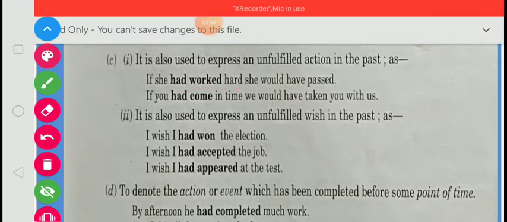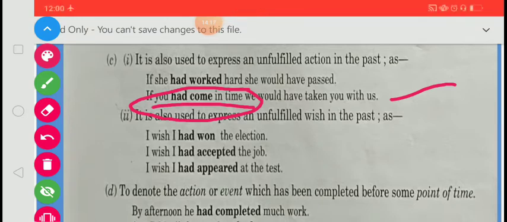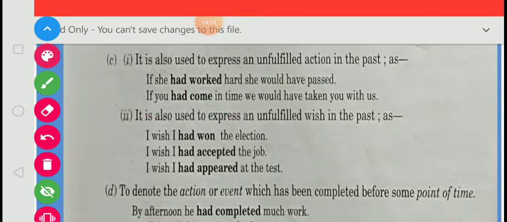Second one: if you had come in time, we would have taken you with us. So it means it was an unfulfilled action in the past. Okay, so let's move on to the next use.